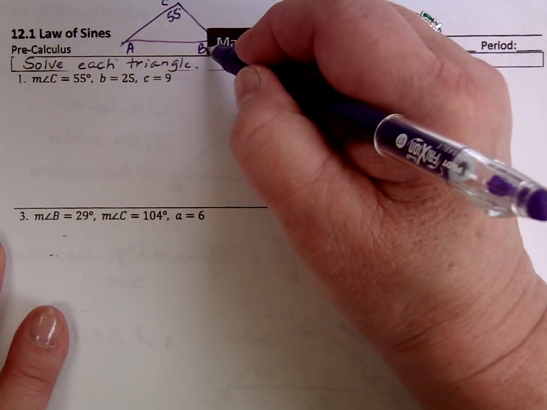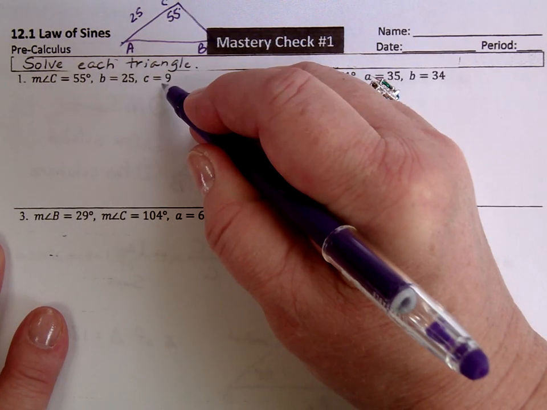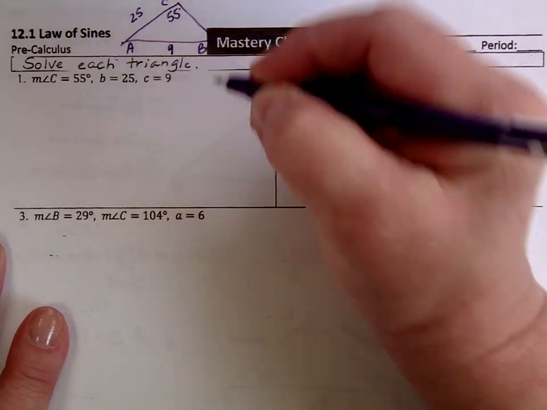All right, I want to know, little b is 25. Well, angle B is here, so little b is across from it over here, 25. Little c is 9. C up here is 55. That means that this side here is going to be 9.